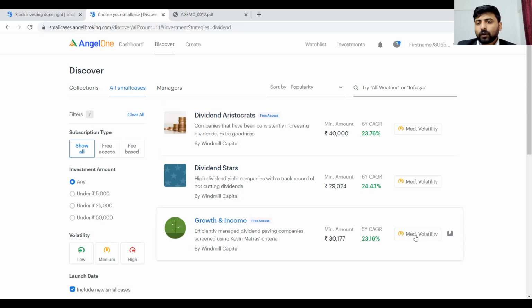So you will also be noticing that this has been labeled as a medium volatility small case. And this has given a 5-year compounded annual growth rate of 23%. What does this mean? Let me reiterate. It means that this small case has on an average managed to generate 23% returns every year since the last 5 years on an average.